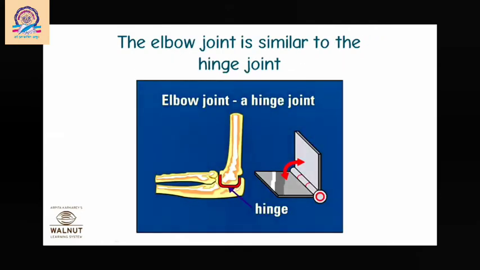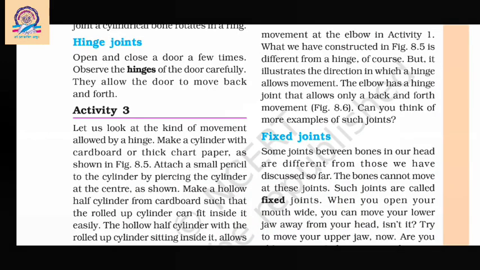Similarly, the hinge joint present in the elbow joint or knee joint does the same work, that is, it allows the rotation of the two bones around the elbow and the knee. I hope now you are clear with what a hinge joint is, and I hope you have learned all three types of joints: first is the ball and socket joint, second is the pivot or pivotal joint, and last is the hinge joint. In the next part we are going to learn about other joints.